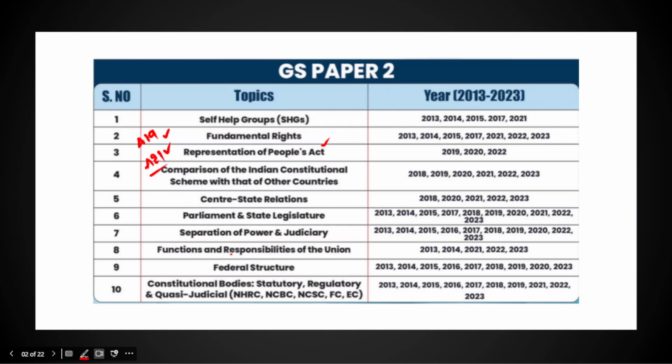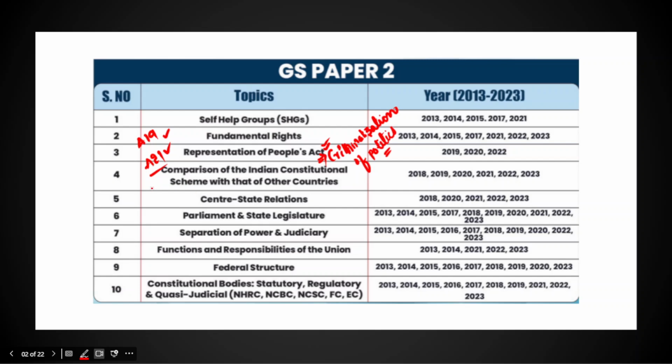And the Representation of People Act is directly given in the syllabus itself. When we talk about the Representation of People Act, it deals with questions like criminalization of politics. This is a very important area. Apart from criminalization of politics, different things are asked from the Representation of the People Act, but one area is the criminalization of politics. We will also discuss this.